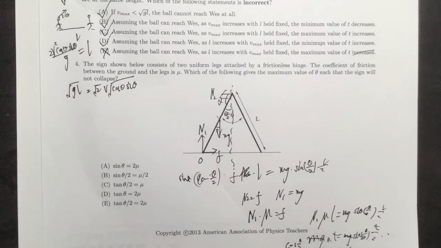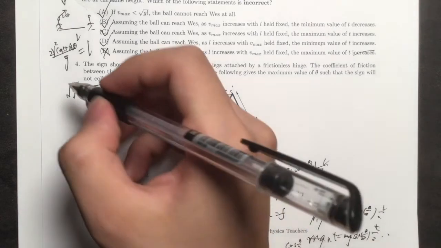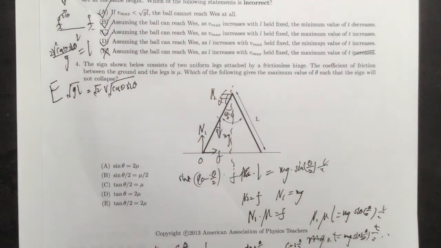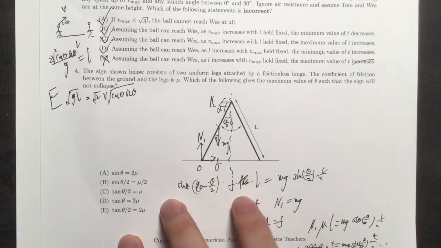Then we simplify the equation. mg cancels out, L cancels out. We have mu is equal to sine of theta over 2 divided by cosine of theta over 2 times 1/2, which is equal to tangent of theta over 2 over 2. So 2 mu is equal to tangent of theta over 2. So this will be E. The fourth question will be E.